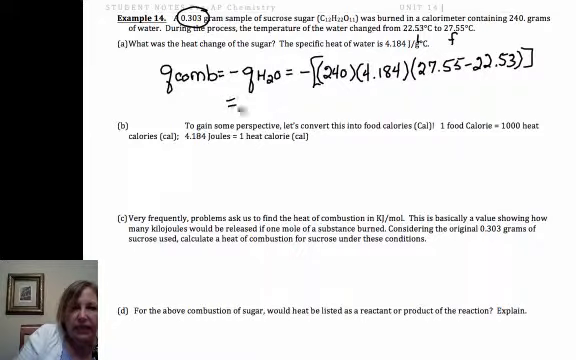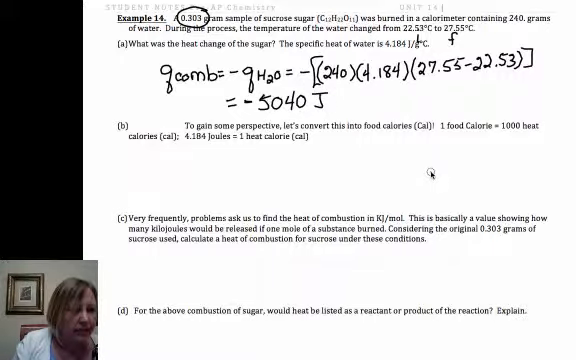And so my heat of combustion ends up being that the Q of the water was positive 5040 joules, so it's going to be minus 5040 joules. Okay? So the water gained heat, the combustion lost heat. Okay? So this asks for the heat change for the sugar.